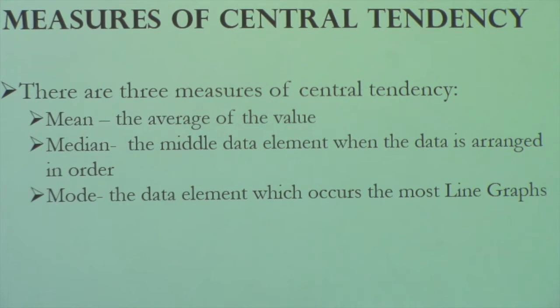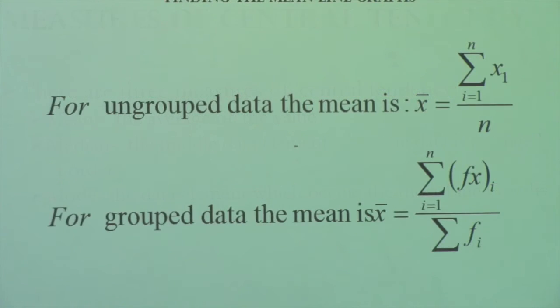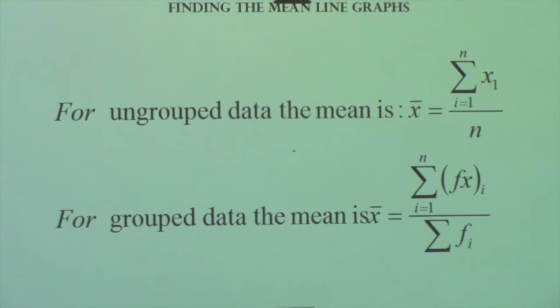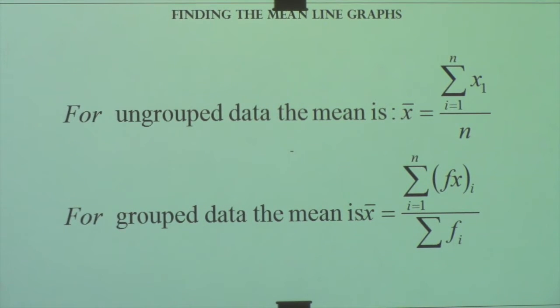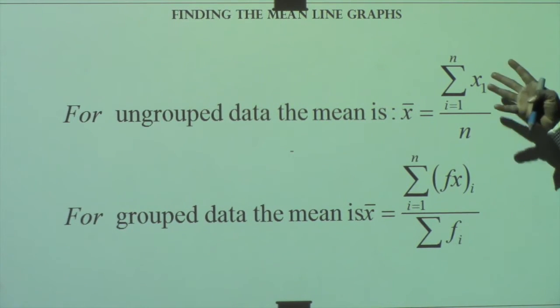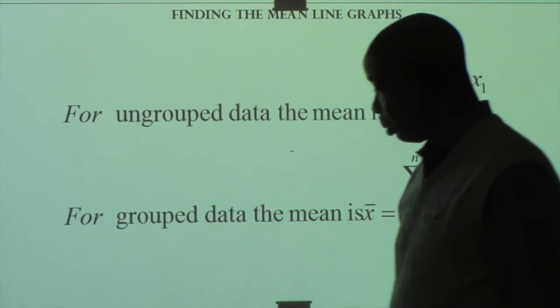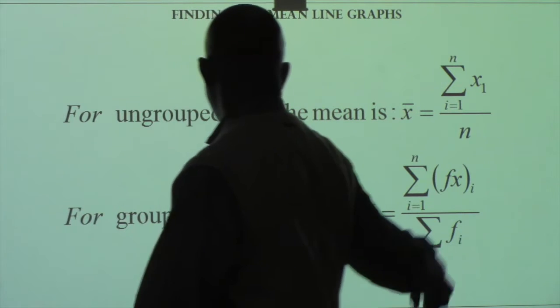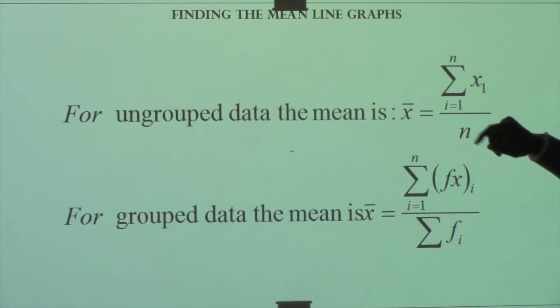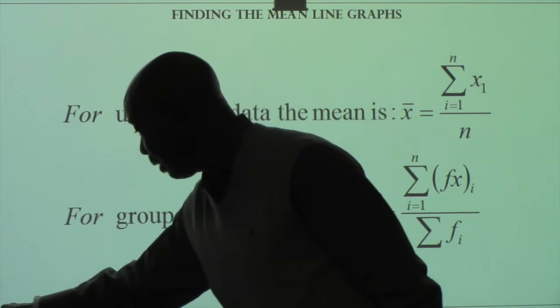What is the mean? The mean is another way of saying the average. The median is the middle data element when the data is arranged in order. And the mode is the data element which occurs the most. We can compute the mean by using some of these formulas we have here. We put both formulas for ungrouped data and grouped data. We're going to actually get into the problems, and you're going to see how it works. That means you add up all of the data elements using the summation there and then divide it by the number of elements you have.